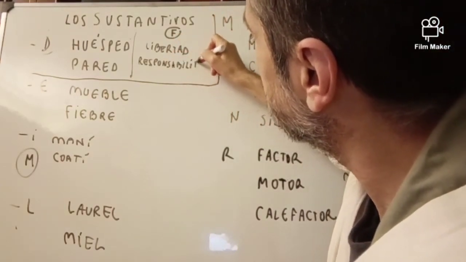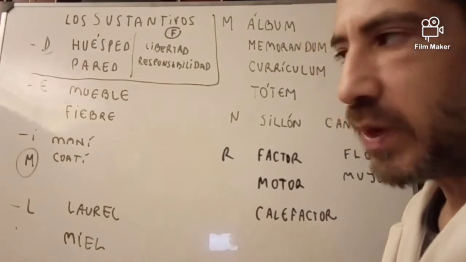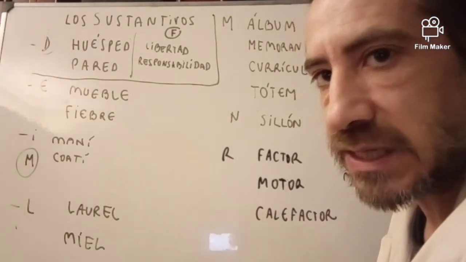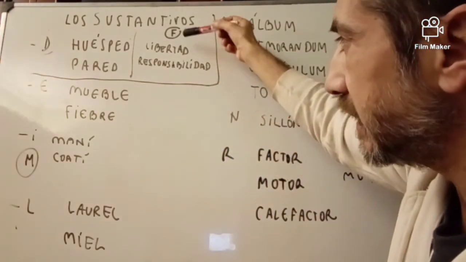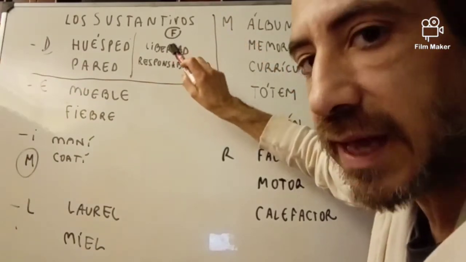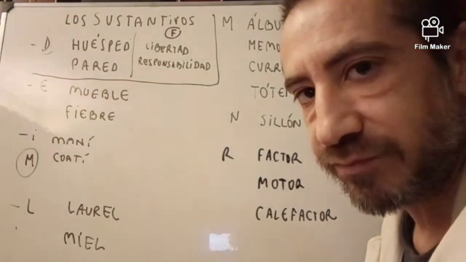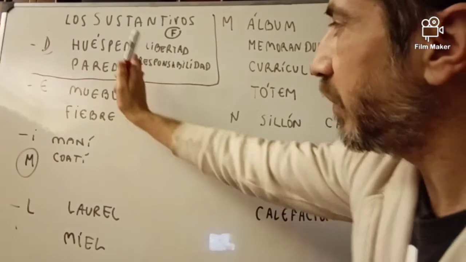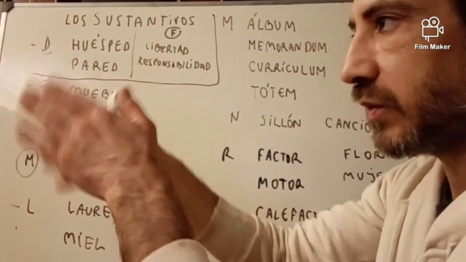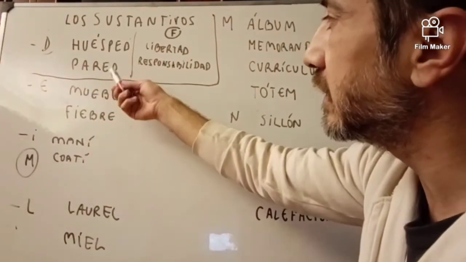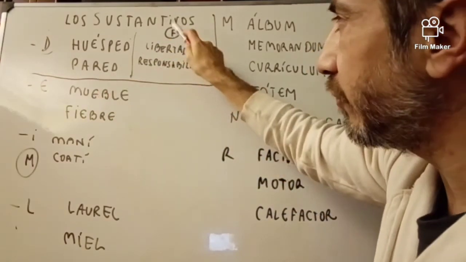what a long word. Oh my. La responsabilidad, responsibility, etc. When an abstract noun in Spanish ends with -dad or -tad, libertad, responsabilidad, it's always feminine. So apart from these concrete nouns, a person who is a host at a place, a wall, we have these abstract nouns that are all feminine.